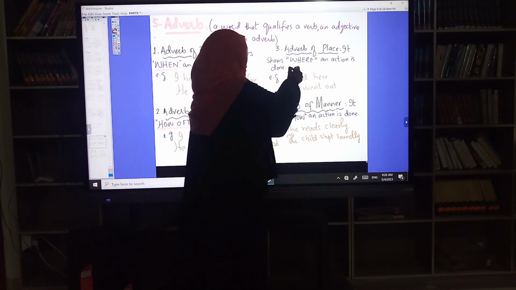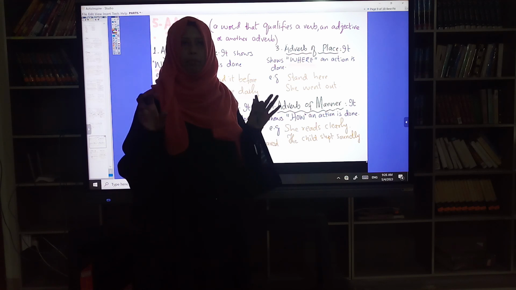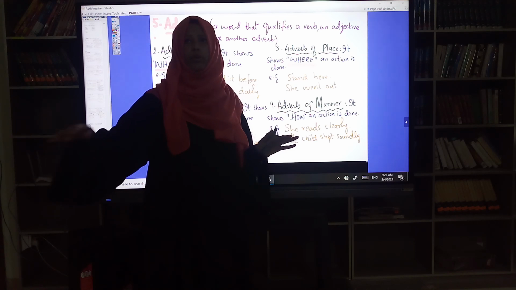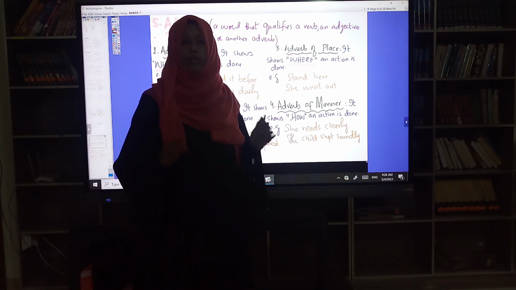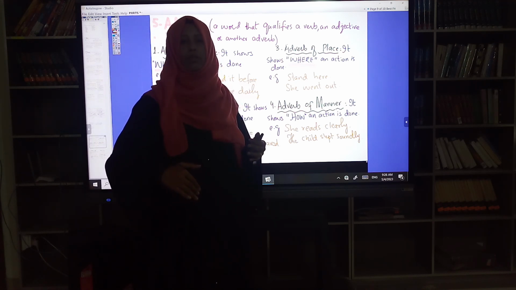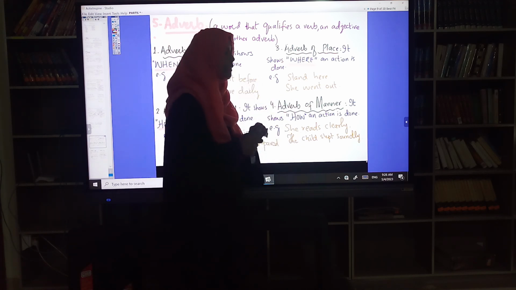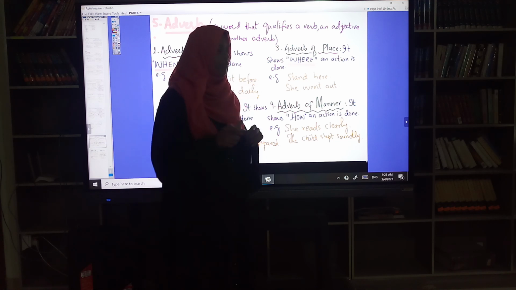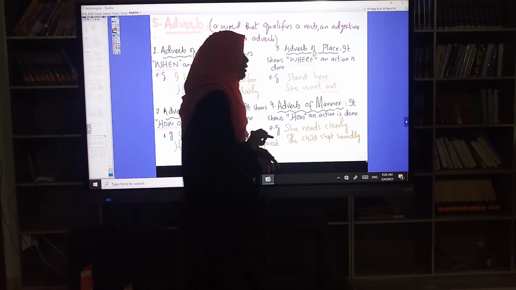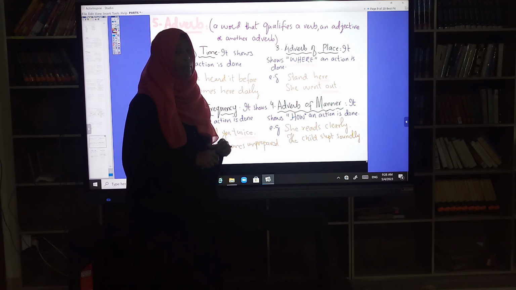Okay, now the third type is adverb of place. It shows where an action is done. Now remember that places don't mean the classroom, or the lecture hall or the lawn or any other such structure. No, it actually refers towards directions, like for example up, down, everywhere, here, there, etc. Now the examples are, stand here, she went out. Now here and out, both these are known as adverb of place.